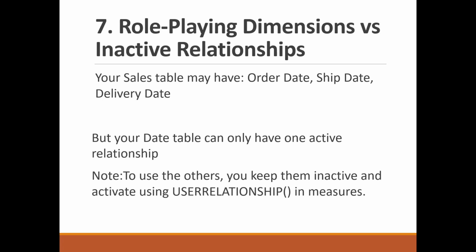The next question is role-playing dimensions versus inactive relationships. Now, if you see, your sales table may have multiple dates such as order date, ship date or delivery date. But your date table can only have one active relationship. To use the others, you have to keep them inactive and activate them using the USERELATIONSHIP function in your measures. This is how your role playing dimensions can be used. Same table used in different roles.